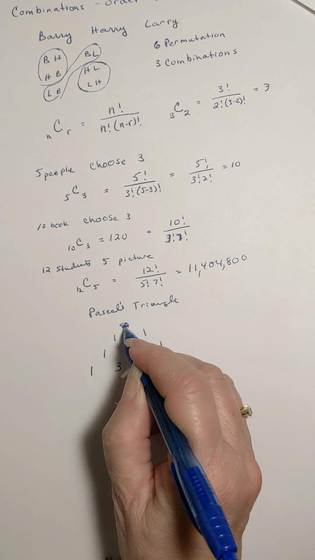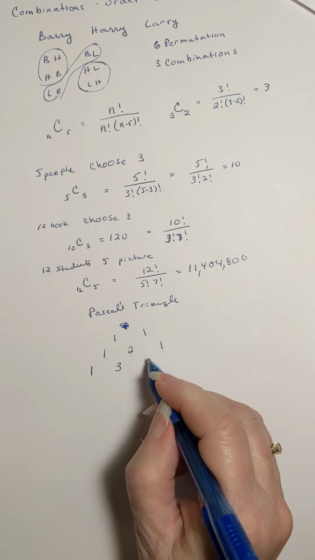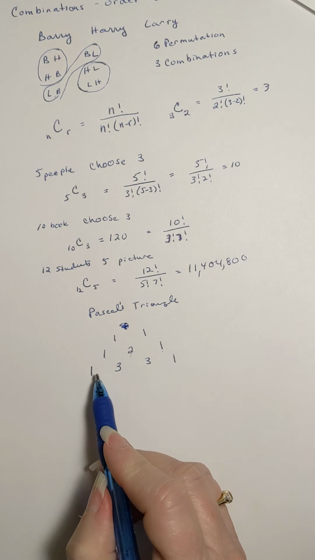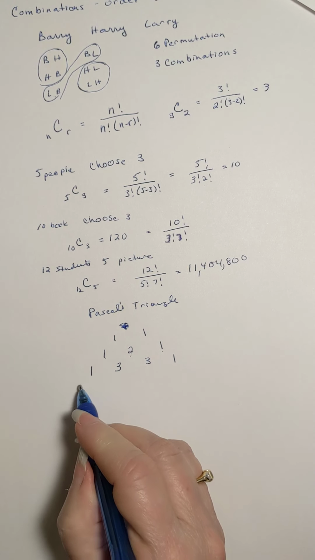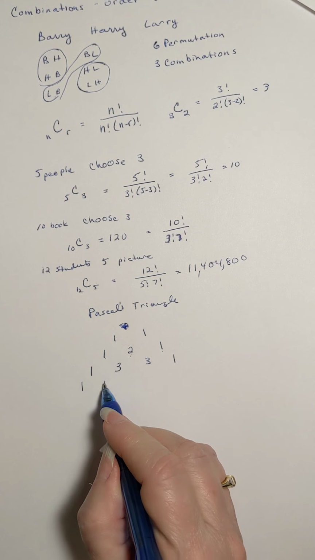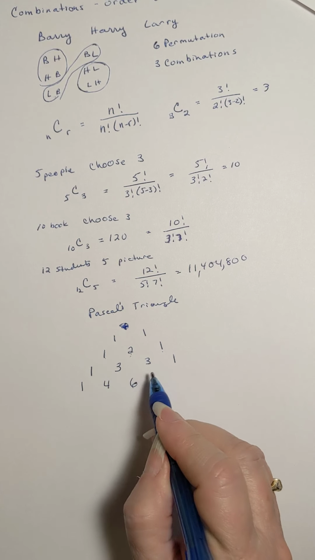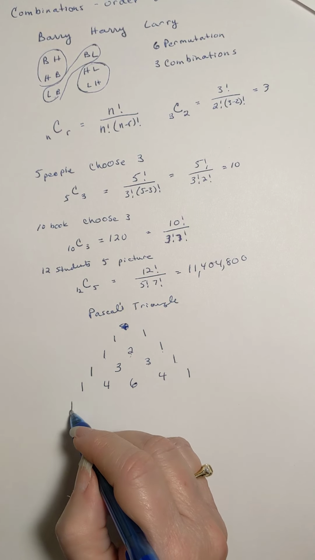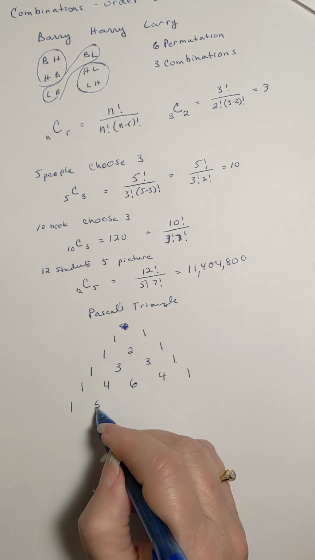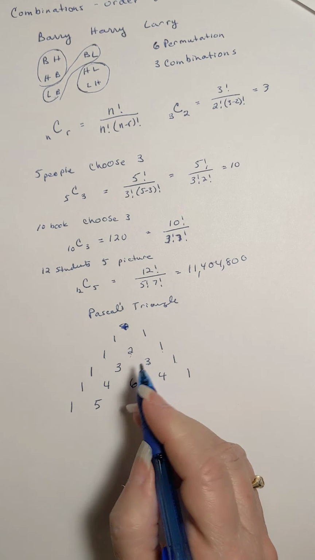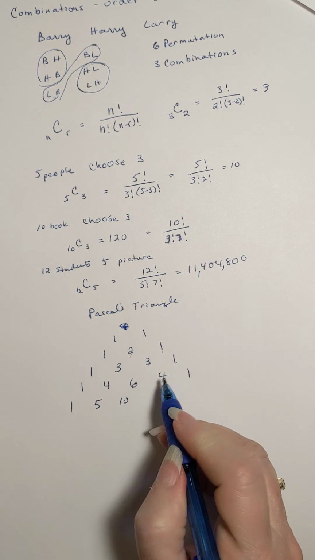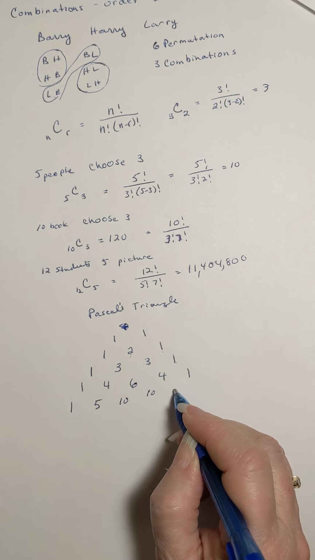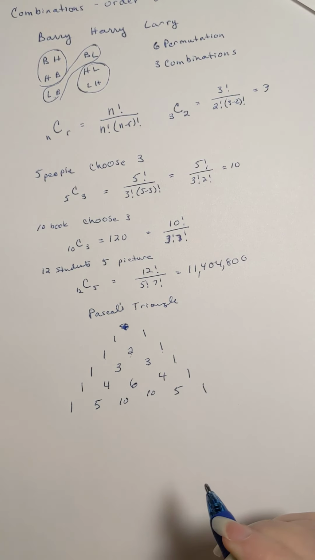So let's not put this one here. All right, and 1 plus 2 is 3, and then I put a 1 on the outside. Then this would be, put a 1 on the outside, 1 and 3 is 4, 3 and 3 is 6, 3 and 1 is 4, and 1. And then let's do one more row. 1, and then 1 and 4 is 5. 4 and 6 is 10. 6 and 4 is 10. And 4 and 1 is 5. Then put a 1 on the outside.